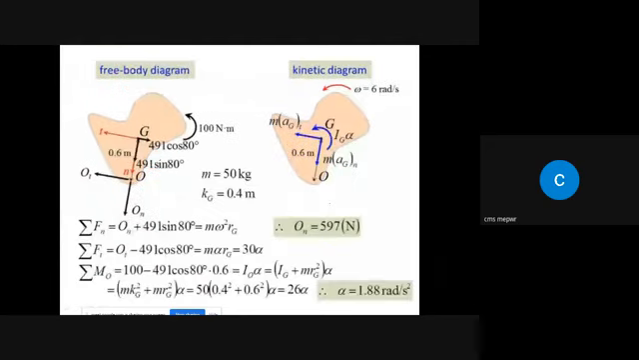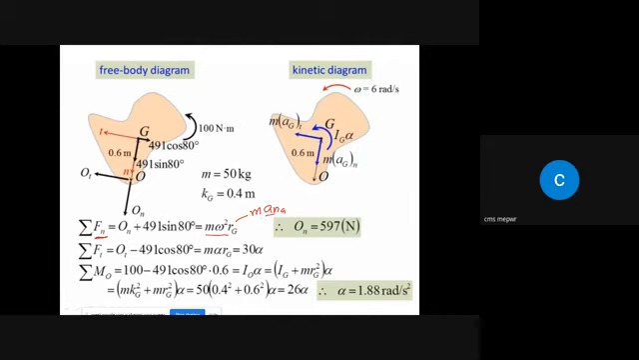Okay, so now let's apply summation of forces along T direction and summation of forces along N direction. Summation of forces along N direction should be equal to M omega square Rg, or in other words, this is basically M An, and we know that An is basically equal to omega square Rg, right?